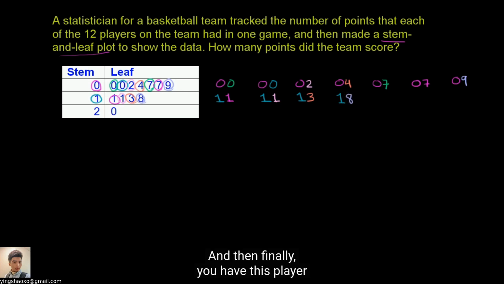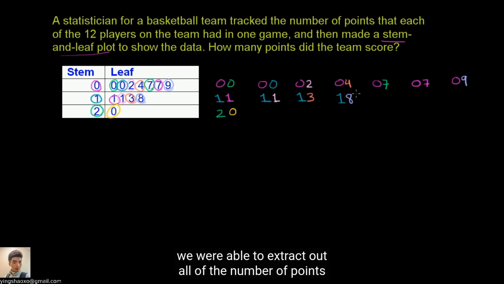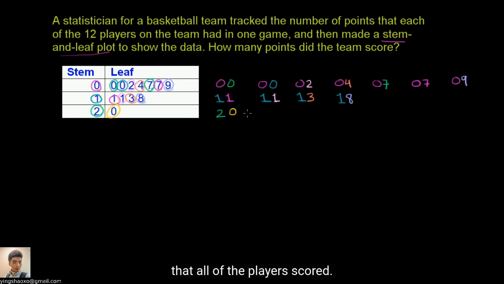And then finally, you have this player that has 2. The tens digit is a 2, and then the ones digit is a 0. I'll circle that in yellow. It is a 0. So he or she scored 20 points. So looking at the stem and leaf plot, we were able to extract all of the points that all of the players scored.